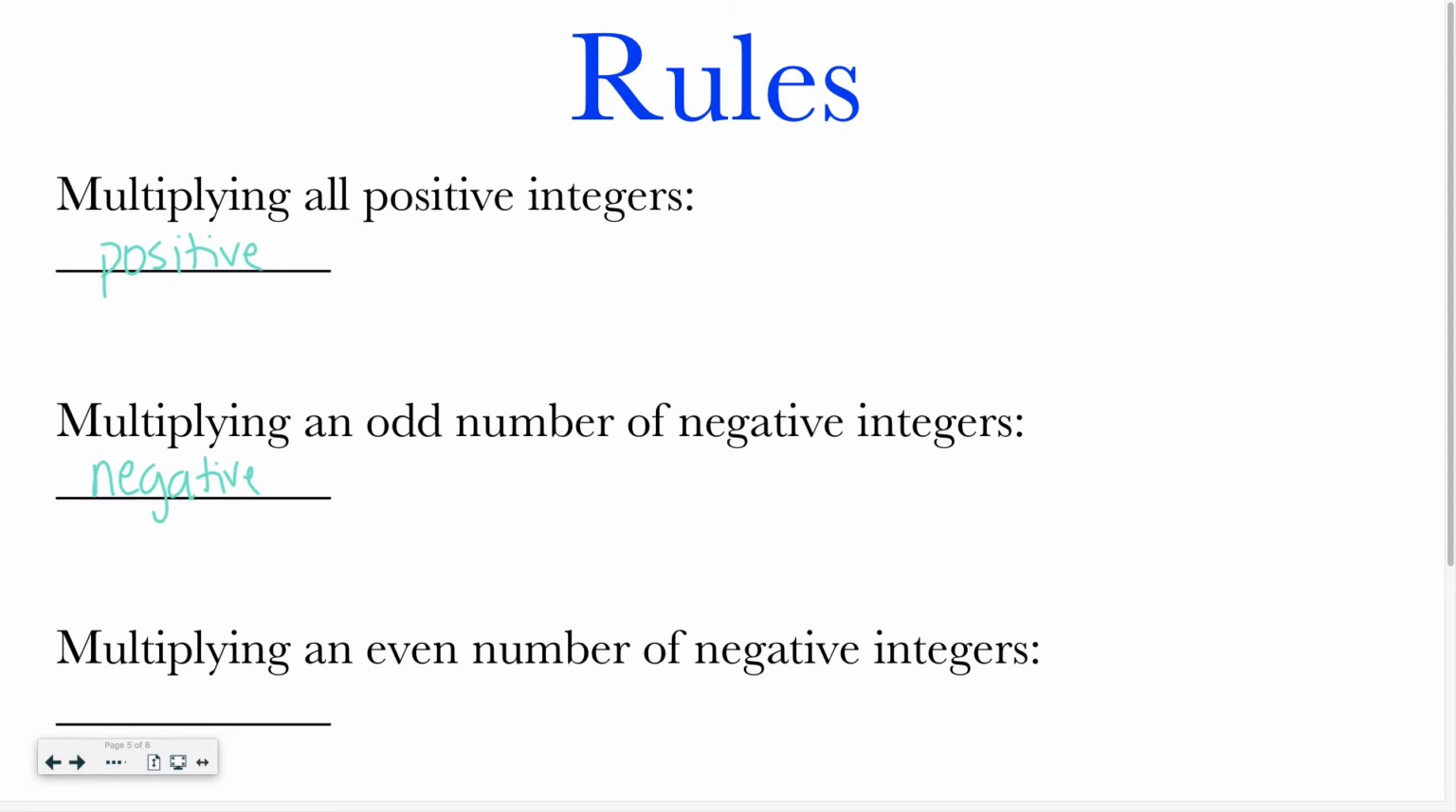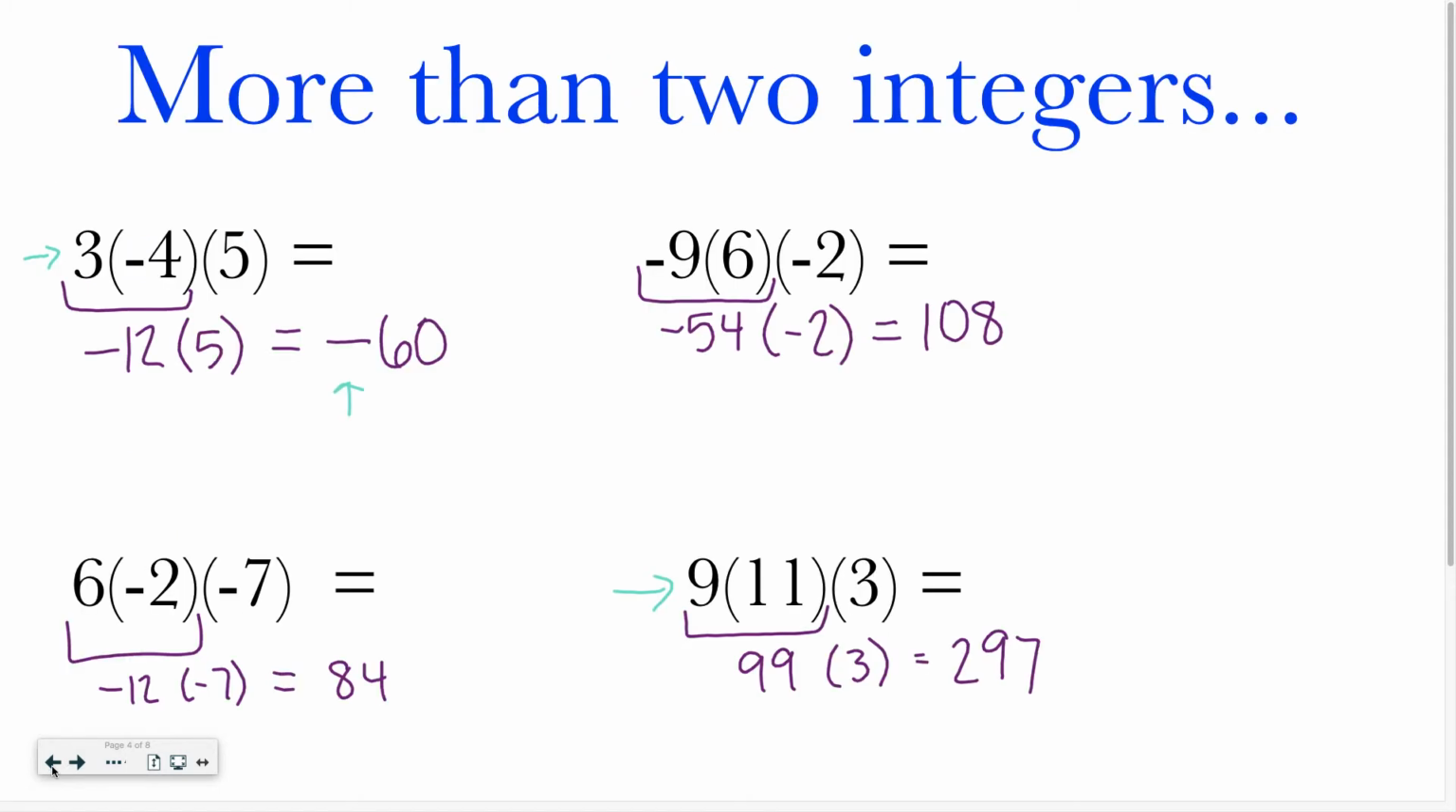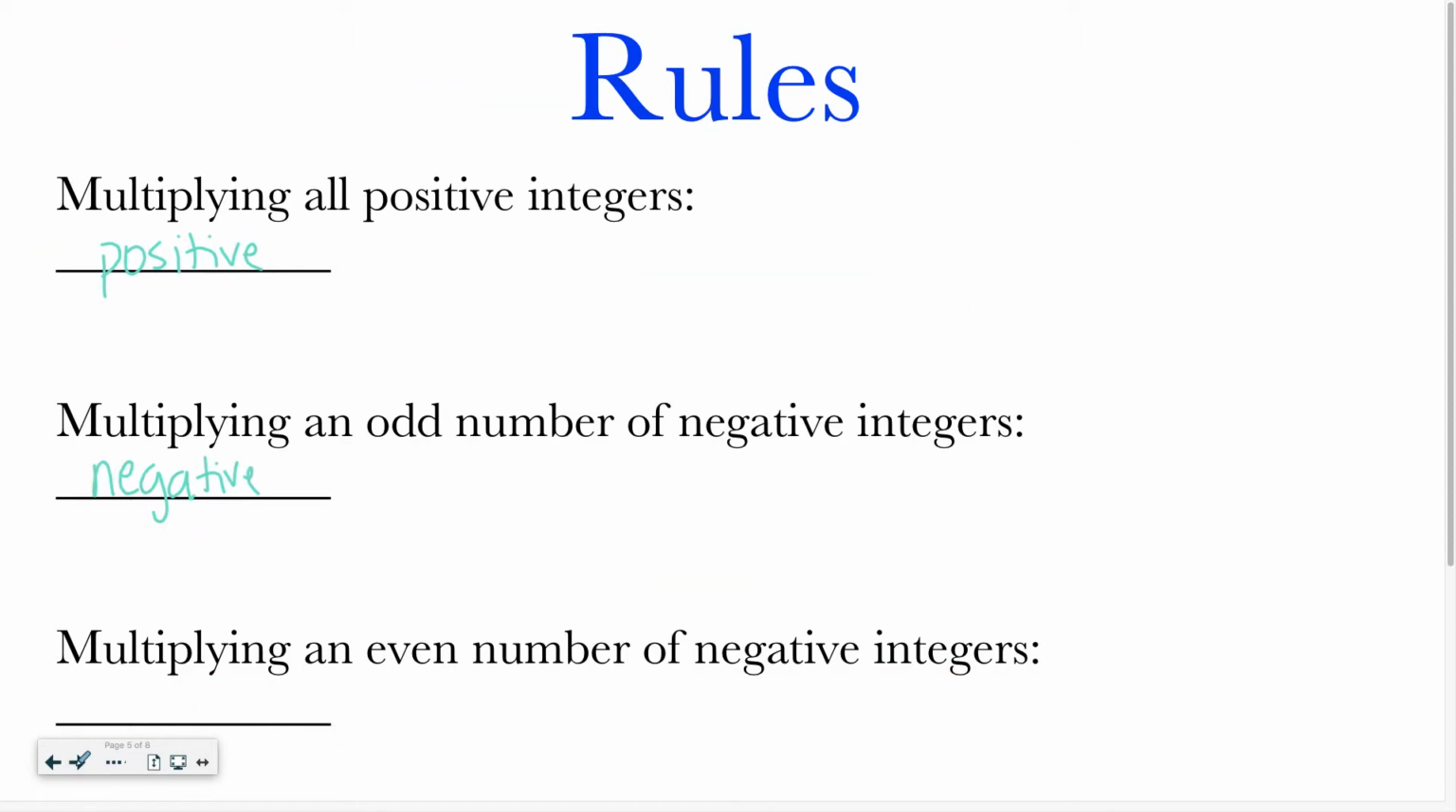If you have an even number of negative integers, so if we go back to that screen again, you can see I had 2 negatives here, and I ended up at a positive 84. And I had 2 negative integers to start here, and I ended up at a positive. So if you have an even number of negative integers, whether that's 2, 4, 6, doesn't matter as long as it's even, you end up with a positive answer. Okay?